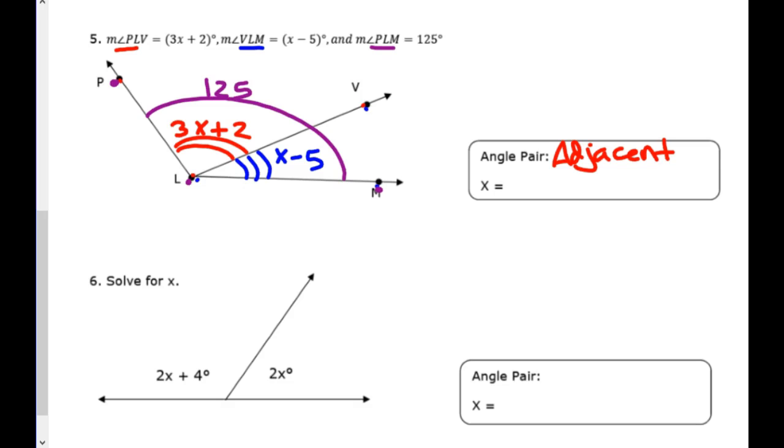So this should remind you of the front side of the notes where we did part plus part equals whole, right? So what would my equation be here? Okay, so I heard it. So it's going to be 3x plus 2 plus x minus 5 equals 125. Let's write that out.